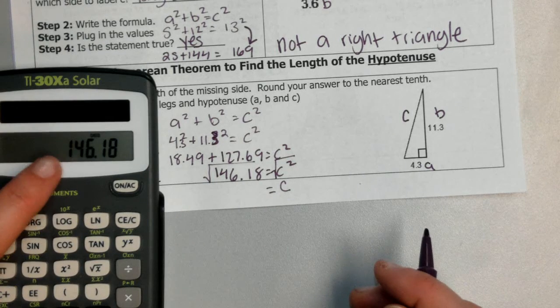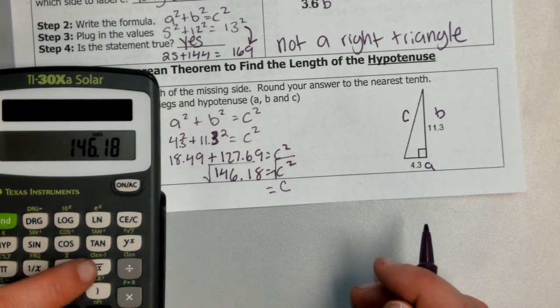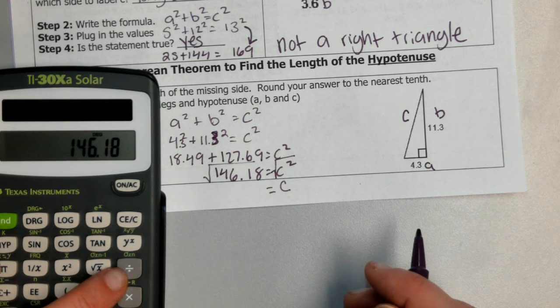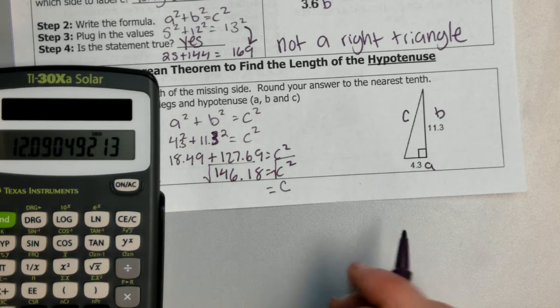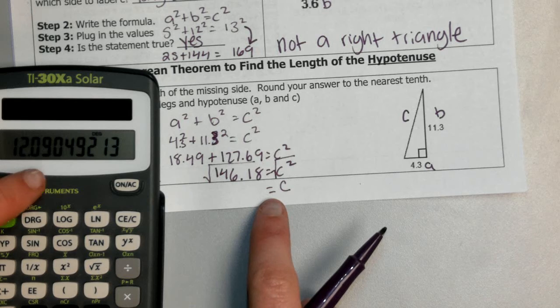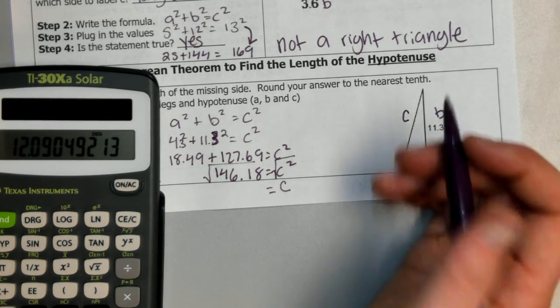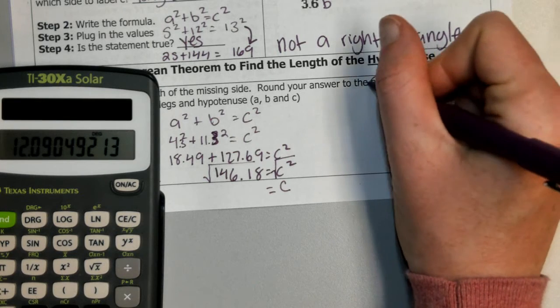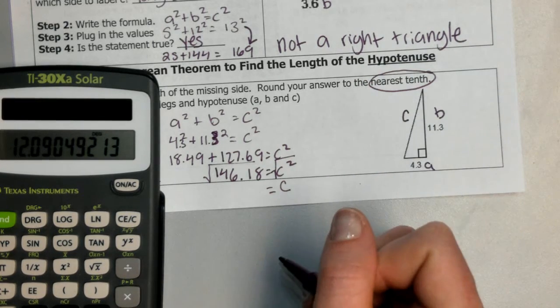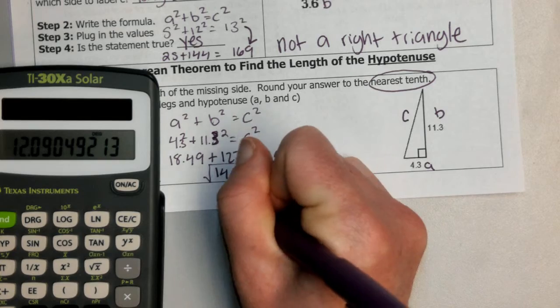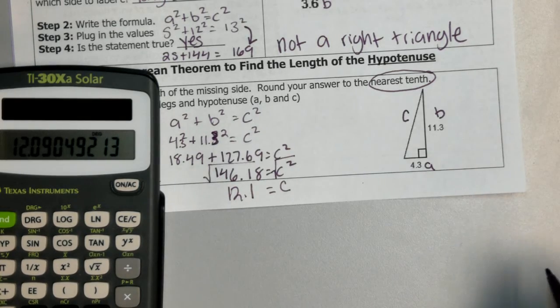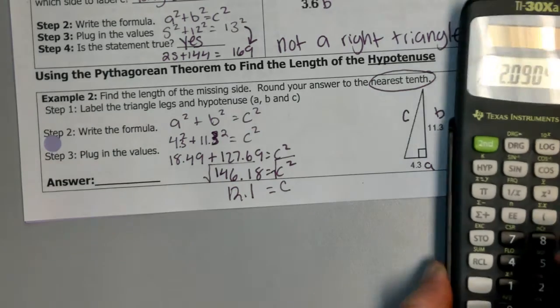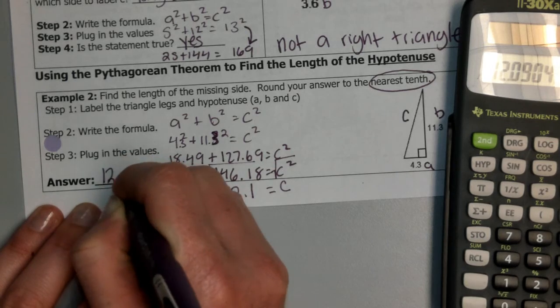So this is already in my calculator. I'll just take the square root, which is this button next to the divide sign, and you get C equals 12.09049213. When you write your answer, this says round to the nearest tenth. If it doesn't specify, then round to the nearest hundredth place. Always go with 2 decimals unless it says otherwise.